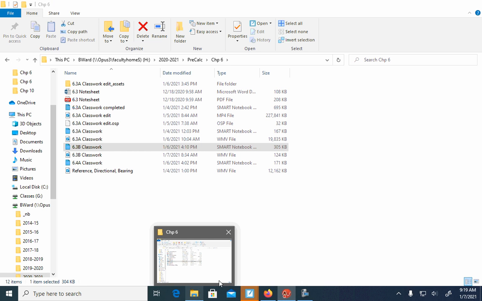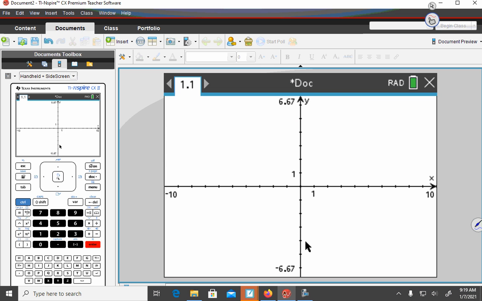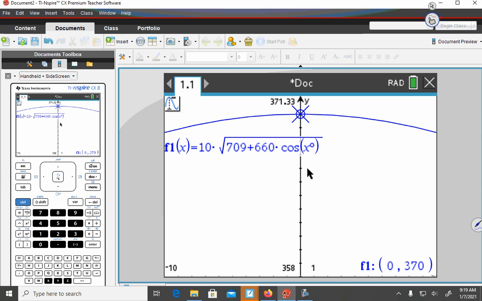I'm going to hit enter, and do not worry when you don't see anything, because the reason I'm not going to see anything is it's 660 times 709. So my very first point is going to be 1300, something like that. I don't care that I don't see it. I'm just going to go menu, trace, graph trace, and the first angle that I want is 0 degrees. I hit 0, and down here I have 0, 370. So that's my first angle.